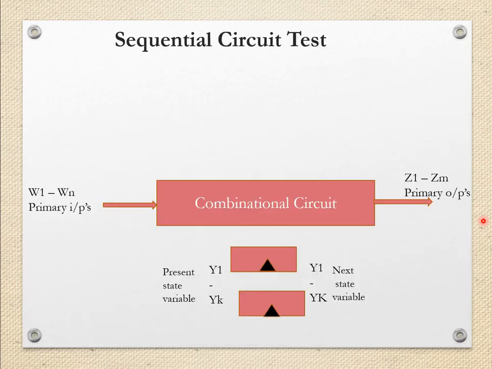Then how is this applied to the sequential circuit test? So we have the combinational circuit, that block you can see over here. The inputs to this combinational circuit, the primary inputs, are W1 to Wn, and then we have the primary outputs Z1 to Zm.